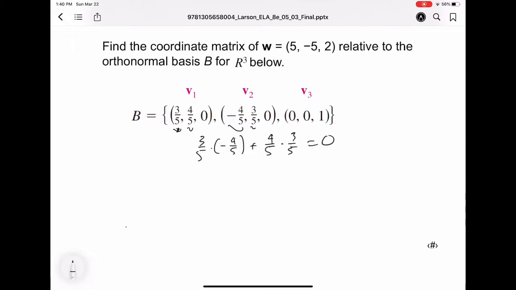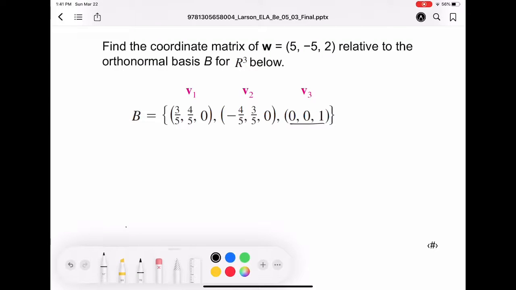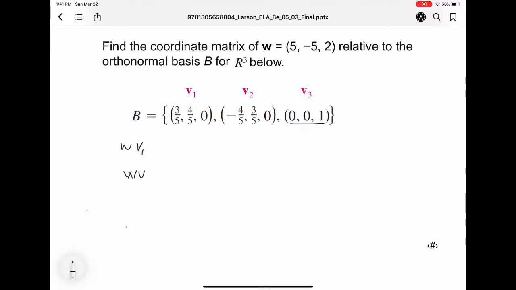And so you can do V1, V3, which is obvious, and it's also obvious for V2, V3, because in V3 you have two zeros. It's easy to calculate. Now we have convinced ourselves that yes, actually B is an orthonormal basis for R3. And now we need to find the coordinate matrix, or just the coordinates, of W with respect to B. No problem. I just need to find W·V1, W·V2, and W·V3. I mean, here it is the inner product, in this case the dot product.